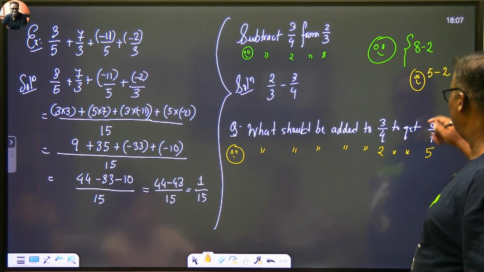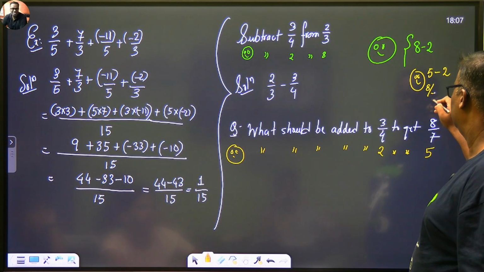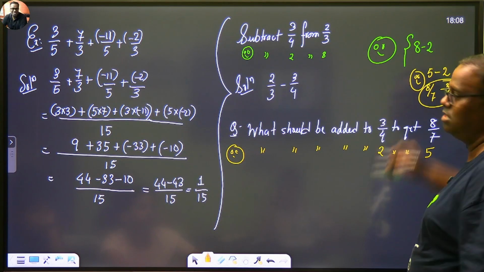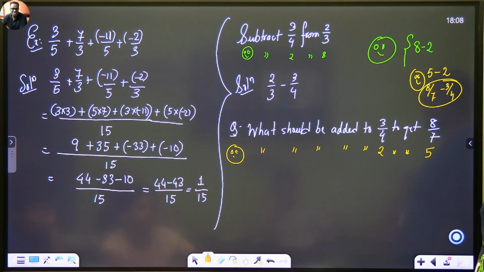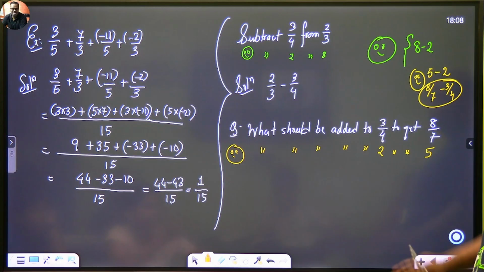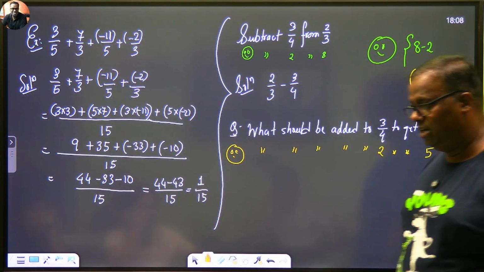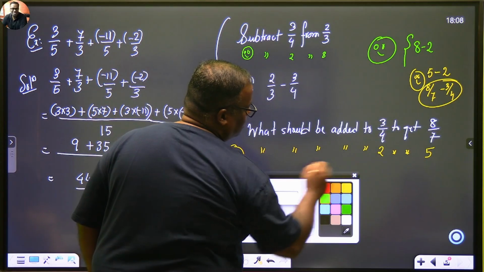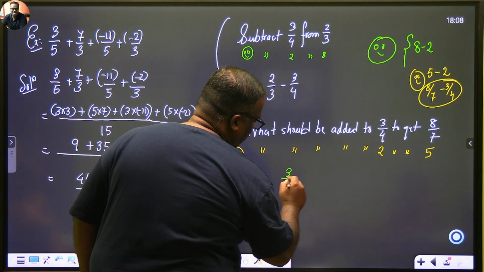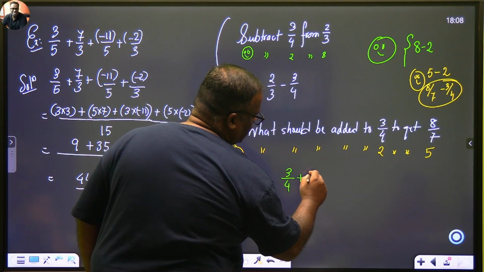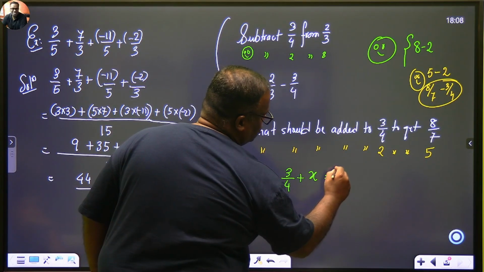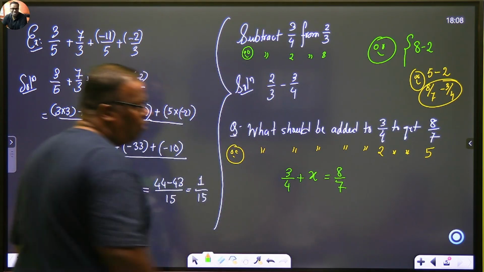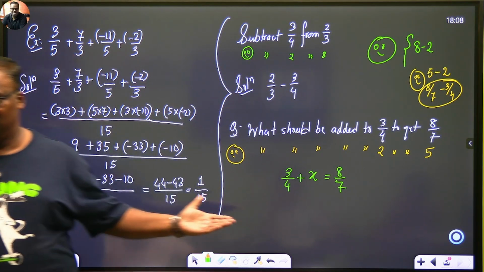इस question में 5 क्या है? और 2 क्या है? This will give you the answer. This operation will give you the answer. And if Mishka wants to do it like let x be the number, then it is like this. See? Then the question will be done in this manner. Look. 3 by 4 has to be added with an x to get 8 upon 7. This is the format we do in linear equations.